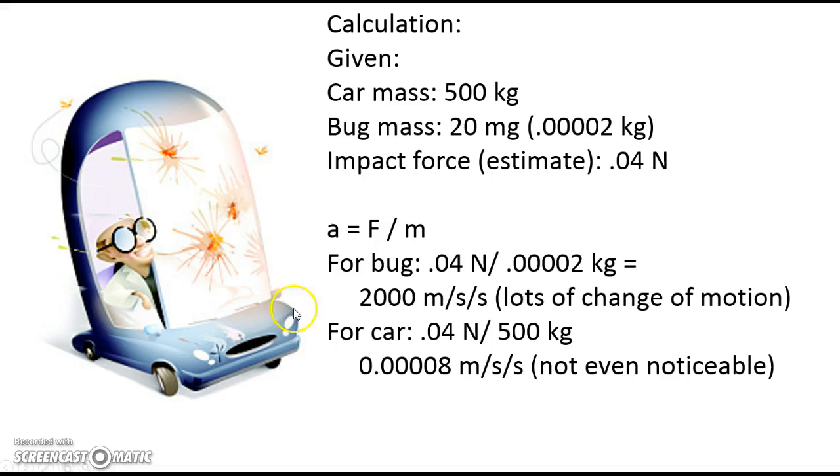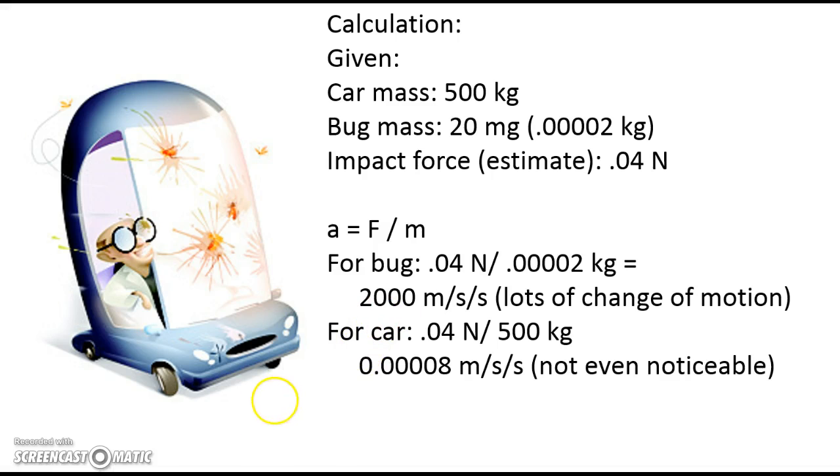Let's take a look at the acceleration of each of those. And of course, acceleration is our net force divided by mass. So for the bug, we take a look at that force, 0.04 newtons divided by the mass of the bug, 0.00002 kilograms, and we end up with a value of 2,000 meters per second per second. You can see here a lot of change of motion, or a very quick change in its velocity. This is over 200 times as much acceleration as we would get due to gravity.